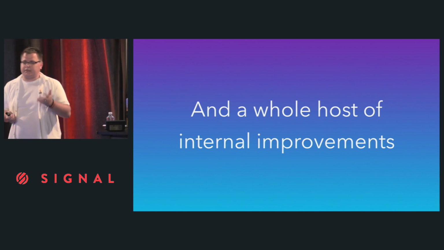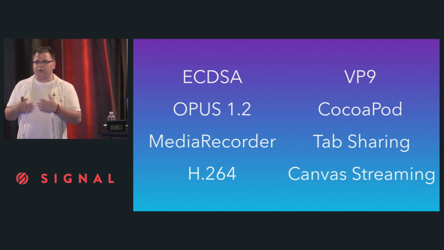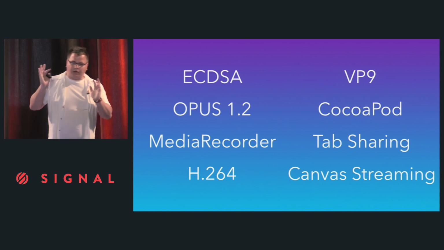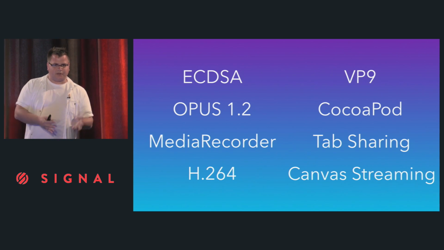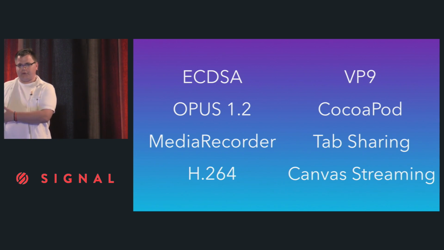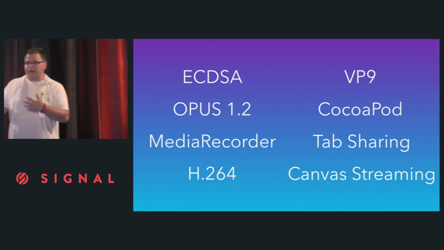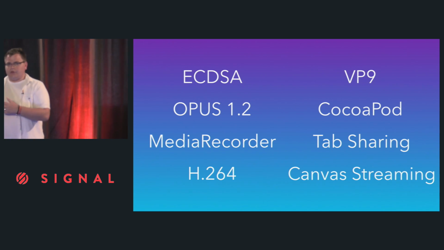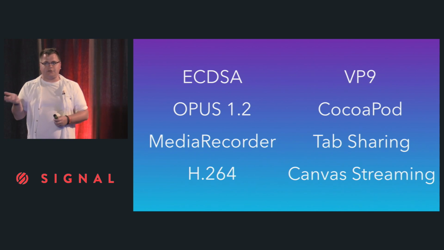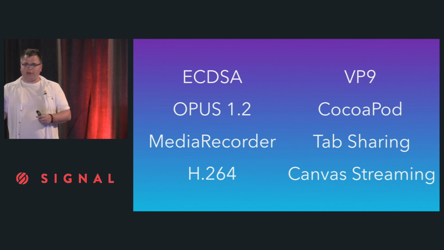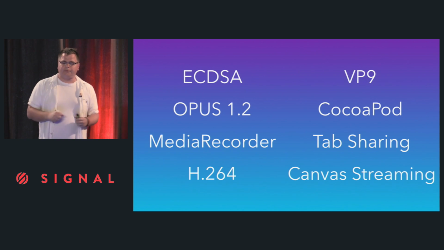ECDSA makes your initial startup time quicker. Opus 1.2 makes compression a lot better. Media Recorder in your browser is now able to record video and audio within the browser, and then you can do stuff with it. That's cool. H.264 enables you to talk to devices in a better way, like a mobile phone that has H.264 encoding built into hardware. You use less bandwidth and less CPU.